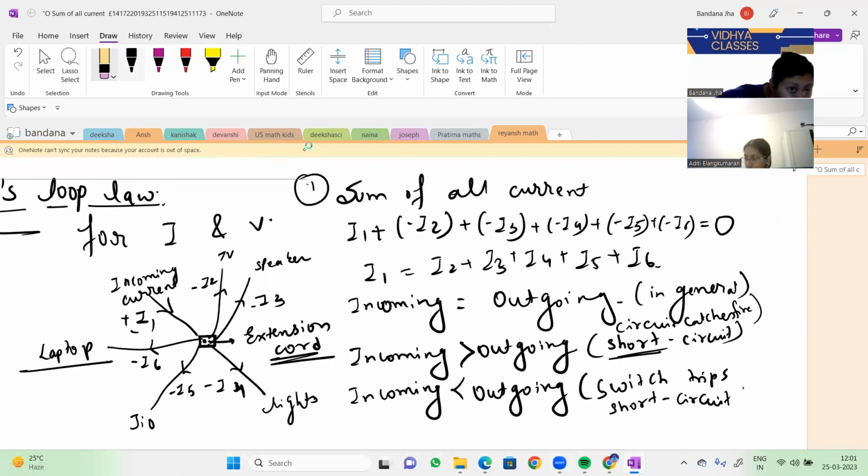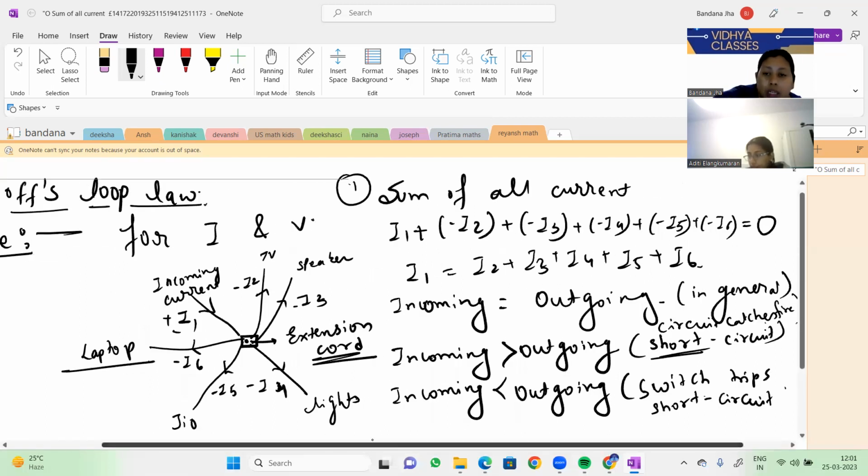The last ultimatum is that it catches fire. Nowadays the switch always trips, but if the switch doesn't trip, then obviously it will catch fire. So this is about the sum of the currents.